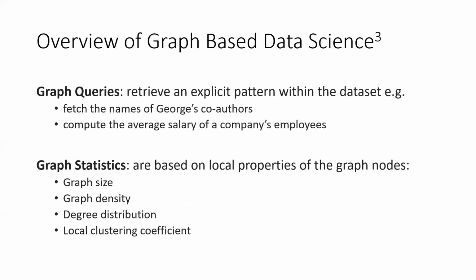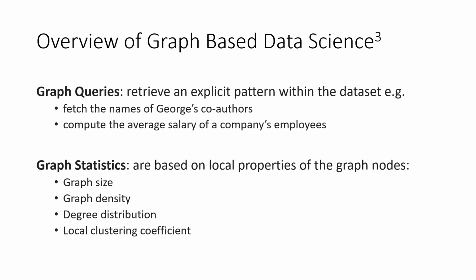So for the first one, as we said, graph analytics, having the data, we can have simple database style queries, like retrieve explicit patterns within a data set. Like, give me the names of George's co-authors. So there is a node that's called George, and a graph structure that describes its co-authors. So we fetch all the nodes that have a direct relationship, and this relationship is a co-authorship relationship. Compute the average salary of a company's employees. All these are direct information that we can directly query from the graph in order to answer such questions.